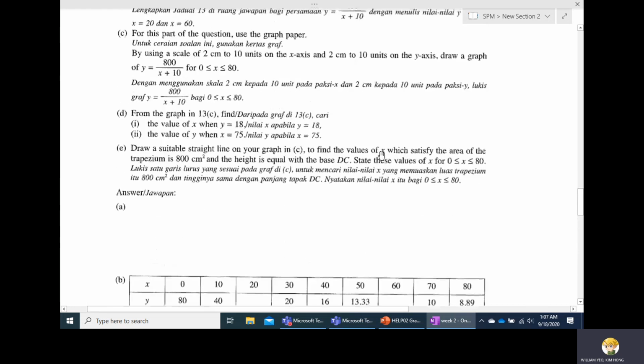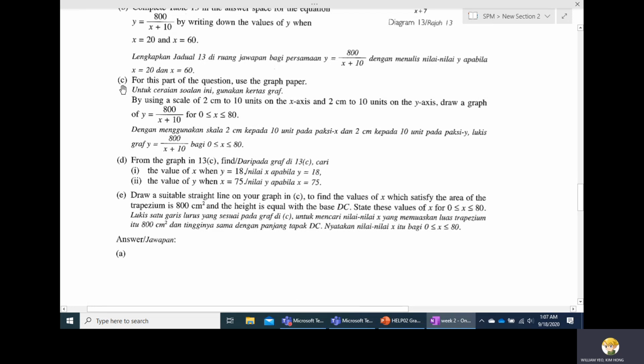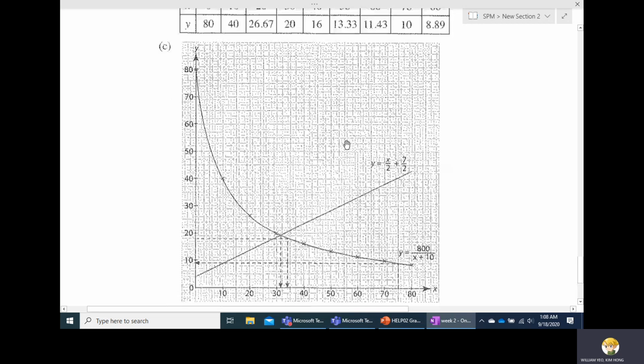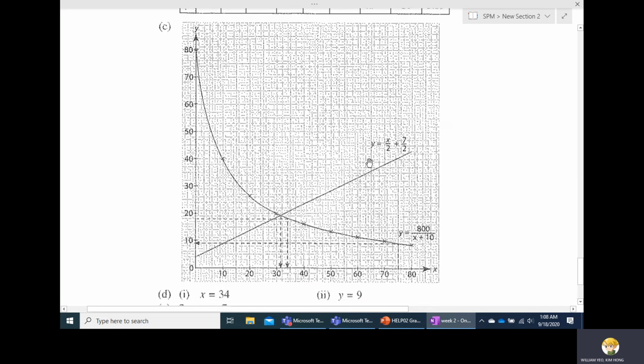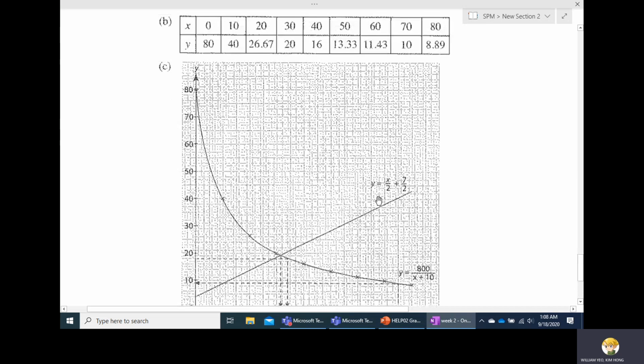Alright, can? Part C, graph. X-axis 2 to 10, y-axis 2 to 10. Now sketch the graph. Ignore this straight line. This straight line is actually from part E. The graph is here. Part C, you have a graph like this. Plot the points 0, 80, 10, 40, 30, 20. Plot all nicely again, smooth curve, buttery smooth curve, then go down.